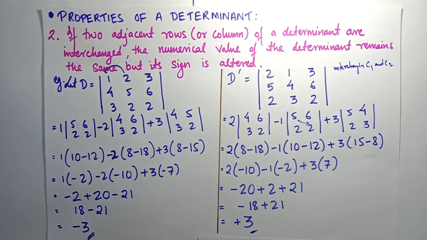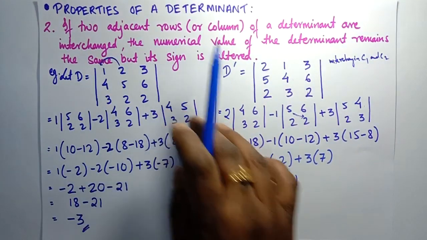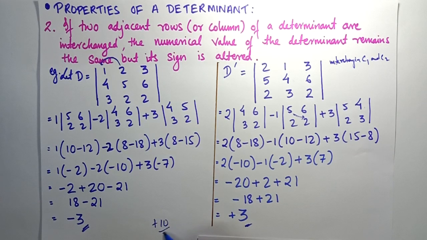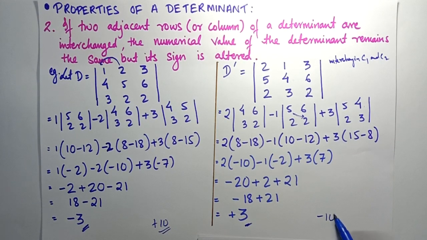So the property says that if I change any two rows or any two columns, two adjacent ones, the sign gets altered. Suppose I got plus 10 on this side, then what will the answer be on this side? I'll get minus 10.